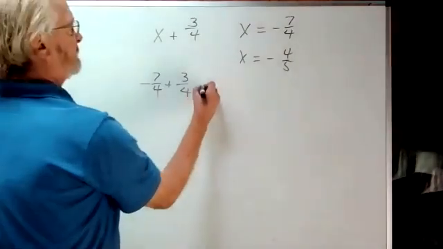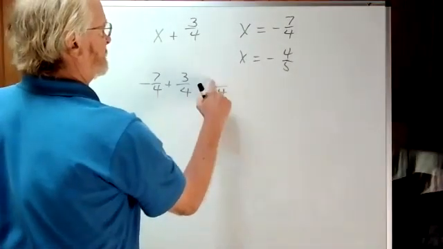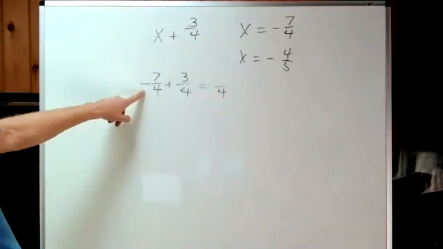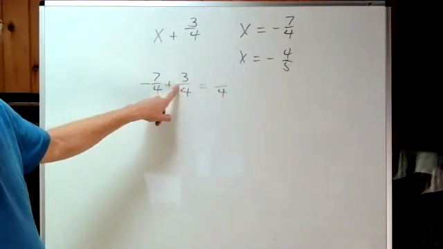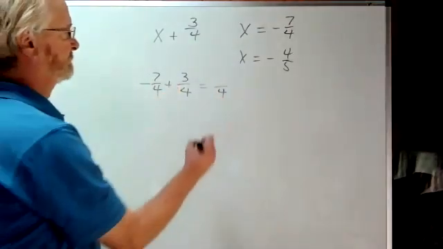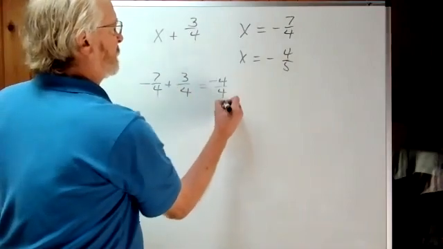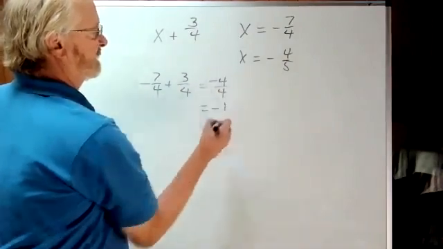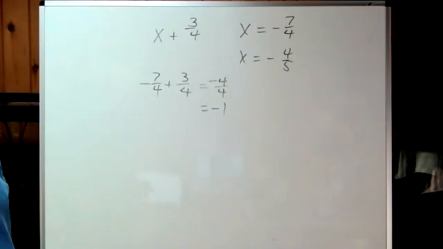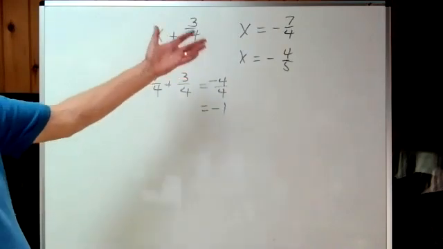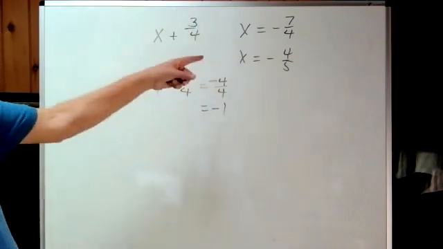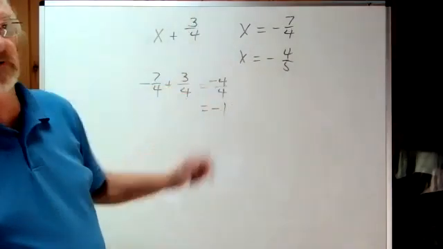So I'm going to have a certain number of fourths, negative 7 plus 3, negative 4. I'll simplify that to negative 1 because the 4's cancel each other out. That's evaluating: plug the numbers in. How about if x happens to be negative 4/5?